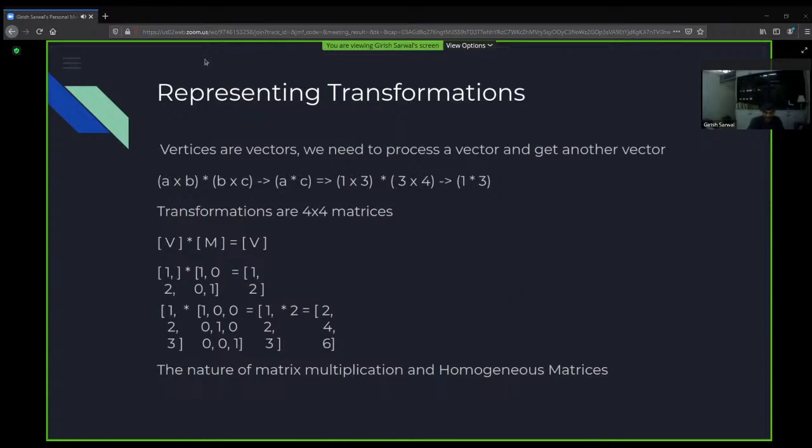But all in all, what we have to understand is that transformations, whether affine, non-affine, or any kind of transformations that we discussed, are represented by matrices. The general rule of thumb is you take a data point, you take a transformation, and you multiply that data point with the transformation to get a new data point.